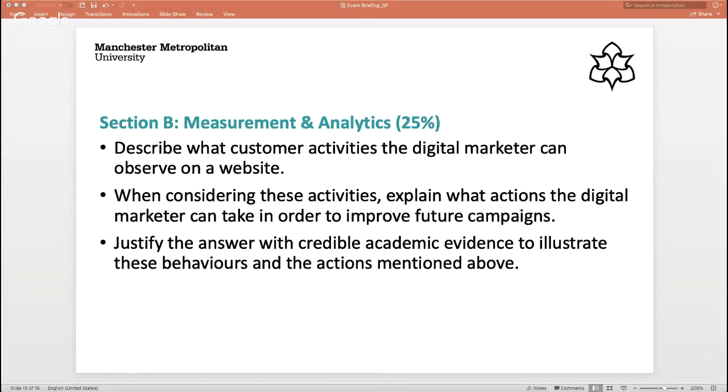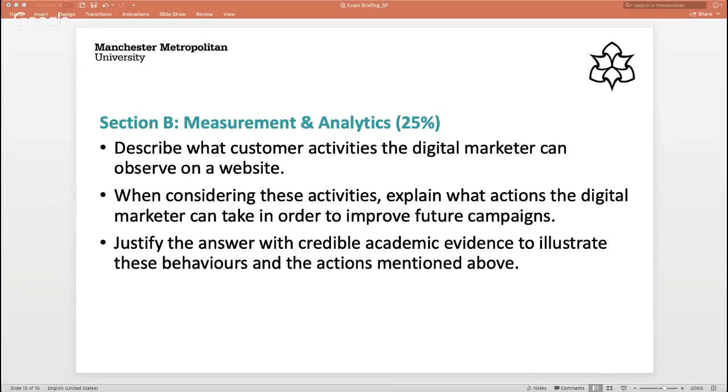And we're going to be looking at how we would then use that. So when considering these activities, explain what actions the digital marketer can take in order to improve future campaigns. If you've got a website that has a really high bounce rate, where people come on and just bounce straight back off a page, or there's part of a website that never gets clicked through to, how are they going to get people to go onto those pages? Maybe you want to seed those pages. Maybe you want to change the website slightly so that these pages are actually clicked through to.